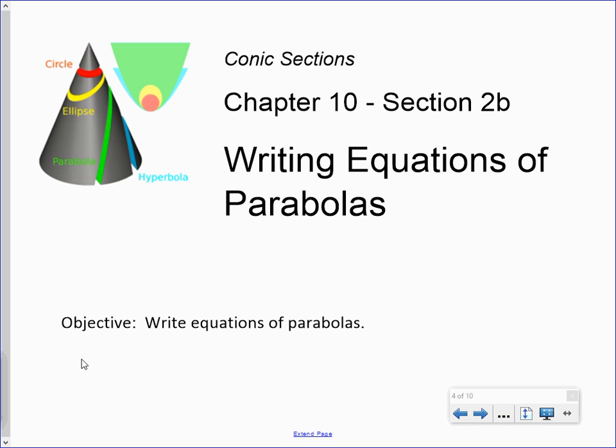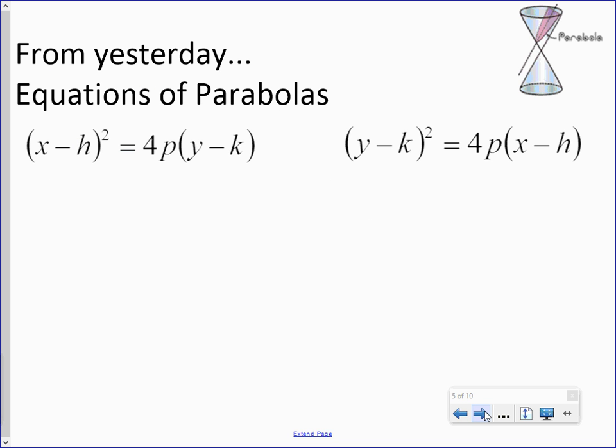Okay, so this is day 2 of section 2. I called it section 2B. We want to be able to write the equation of a parabola in 2 different scenarios. In one scenario, you're told information about the parabola. In the other scenario, you're given a picture of a parabola. Could you write the equation? So you're working backwards from what you did on Thursday.